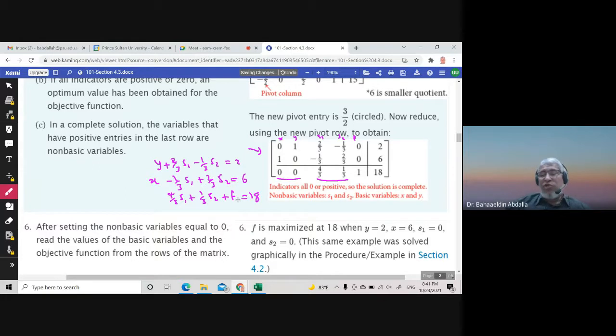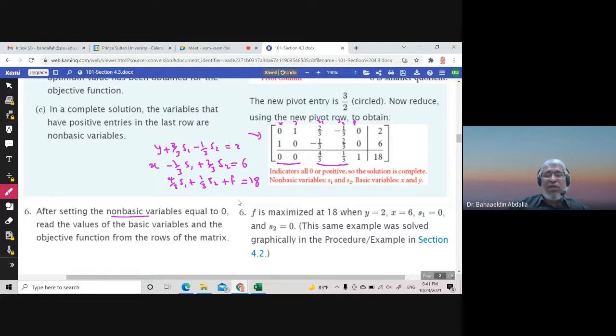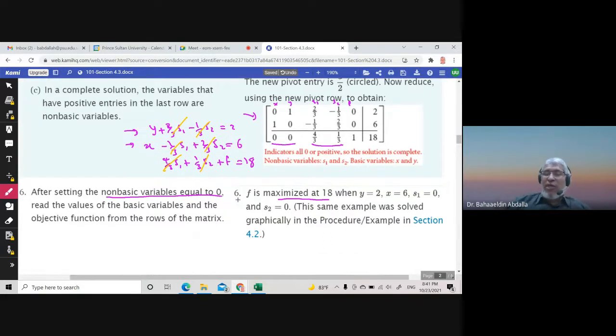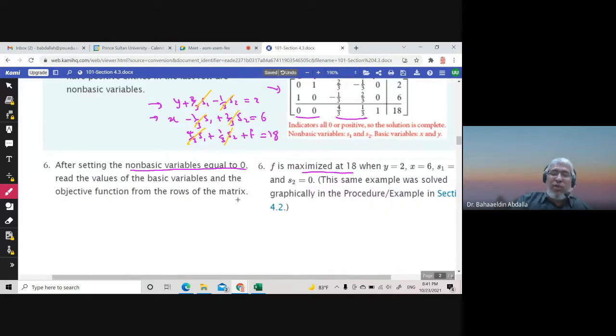Now to read the solution, we set the non-basic variables equal to 0. So s1 and s2 here are non-basic, so they would be 0. And now you can read the solution. f is 18. The maximum value of f is 18. And it occurs when y is 2 and x is 6. You read it from here. So y is 2 and x is 6. And s1 and s2 are zeros. So this is the answer of this problem.